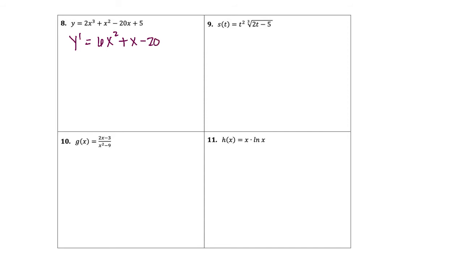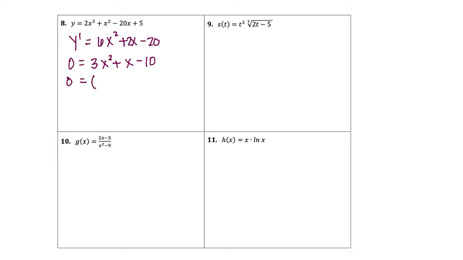2x, sorry. And then let's go ahead and set y prime equal to 0. And we can divide a 2 out of everything. So we have 3x squared plus x minus 10. And then we can factor this.